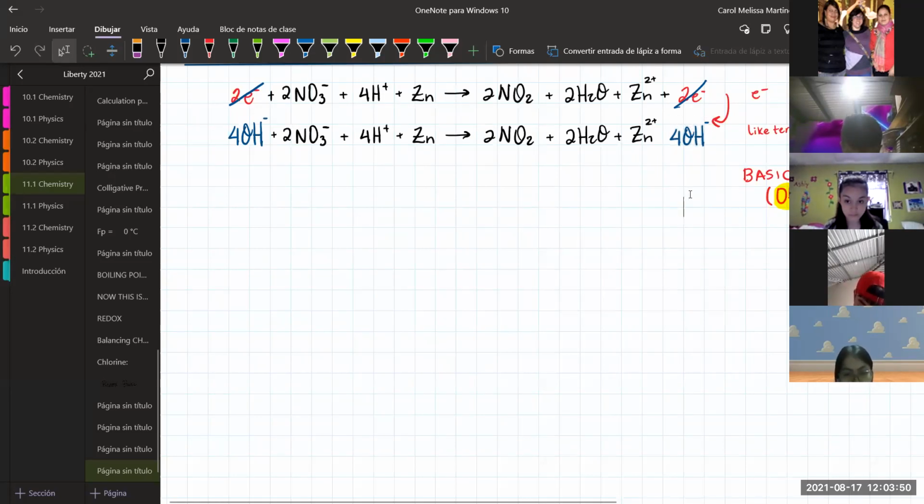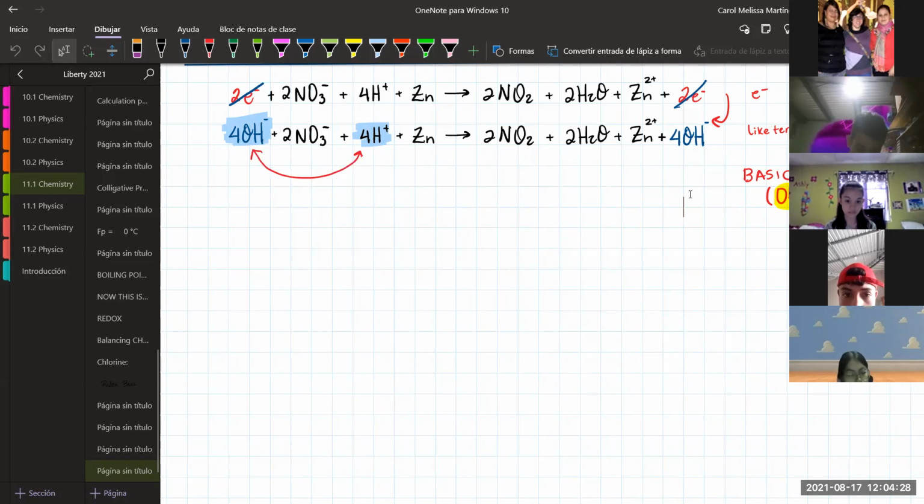¿Ok? Entonces me quedaría la ecuación transformada en esto. Ahora, there's another step that we do here, and it is the ion OH con el ion H plus. Cuando nosotros tenemos esto, okay, when we have all this, we're going to combine them. Lo vamos a combinar. We're going to join them. The purpose of joining them is to create water.